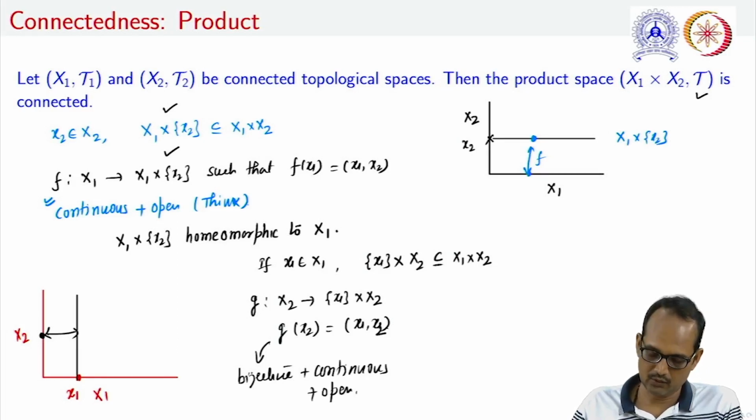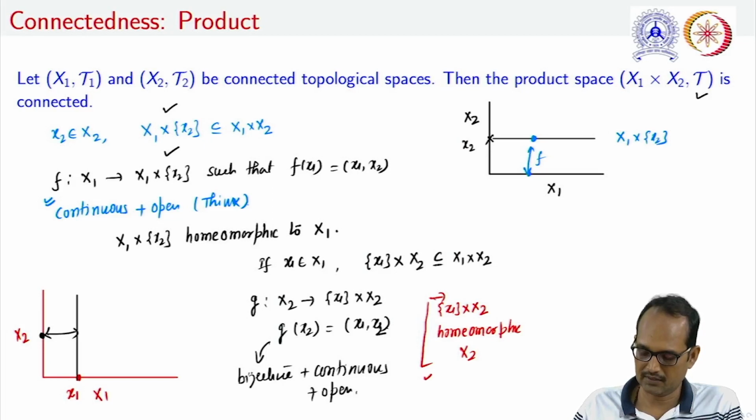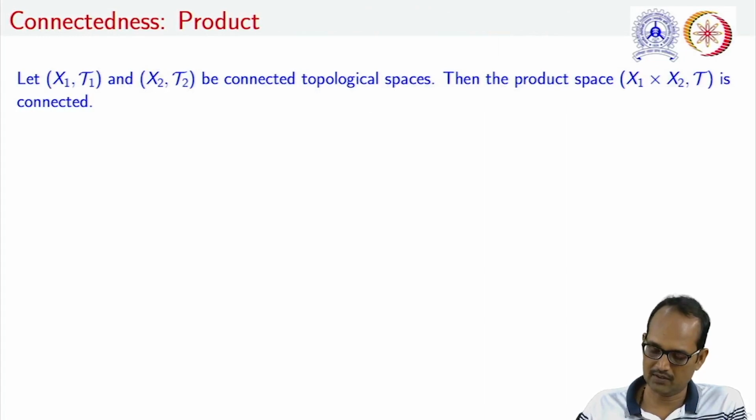So we can conclude that the subspace x1 cross x2 is homeomorphic to the topological space x2. This is the key step for proving the product space is connected, because these are going to play the key role. How will these play the roles?